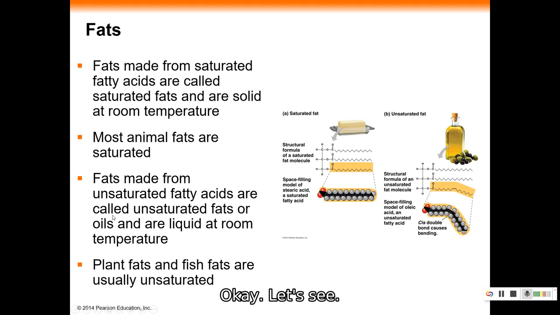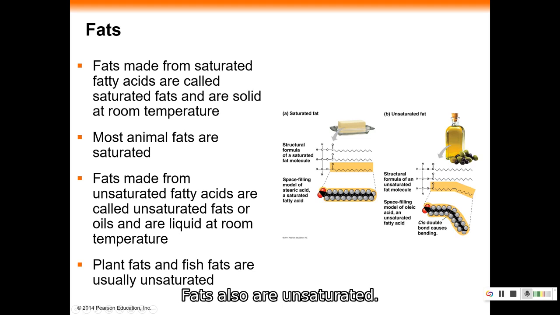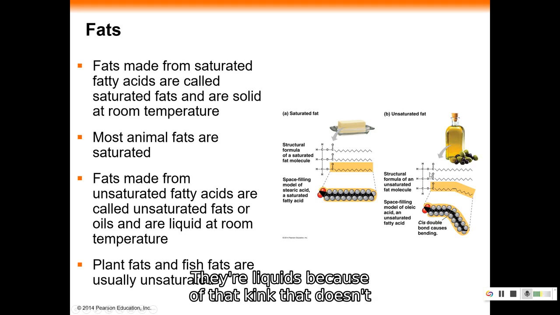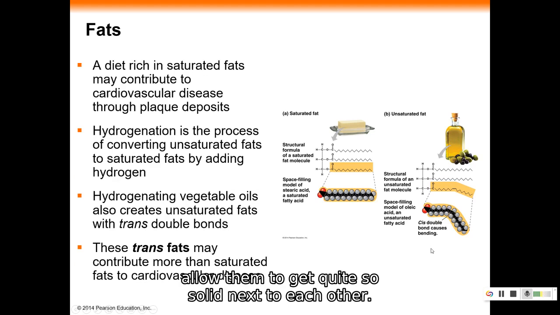Okay, let's see, we just said this. Fats made from saturated fatty acids are saturated fats and solid at room temperature. They're mostly animals. And fish fats also are unsaturated, and they're liquids because of that kink that doesn't allow them to get quite so solid next to each other.